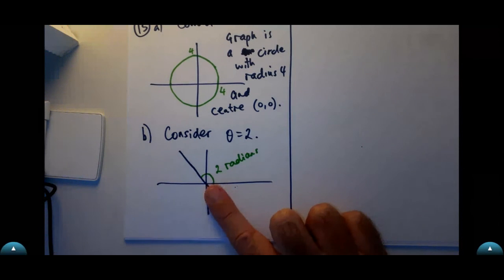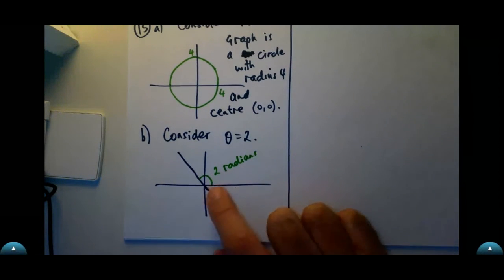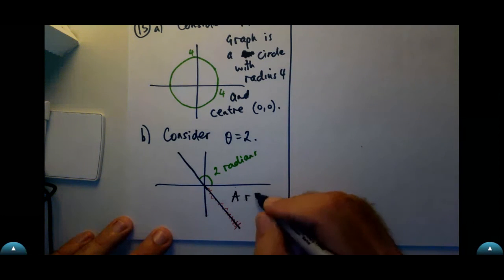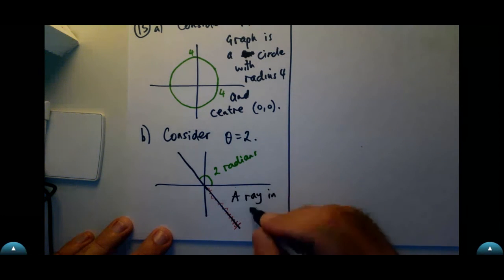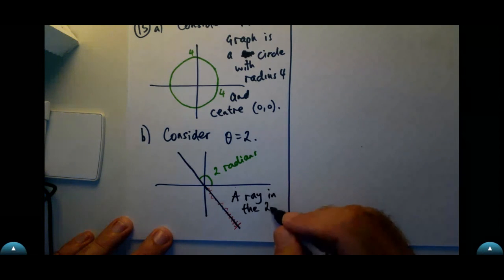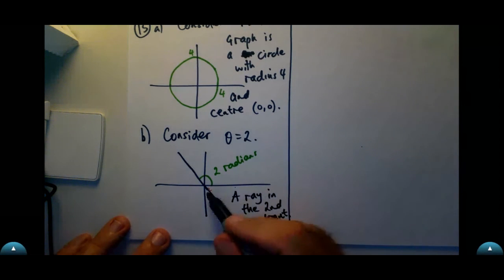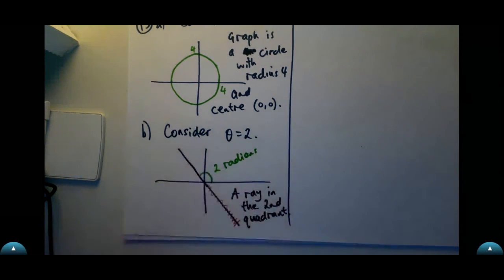So you probably just want to cover that up. Okay, so I've sort of drawn too much there. Yep, you guys are on the right track there. So it is a ray in the second quadrant. Okay, so forget that. It's just that bit.